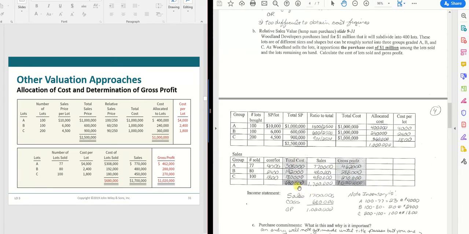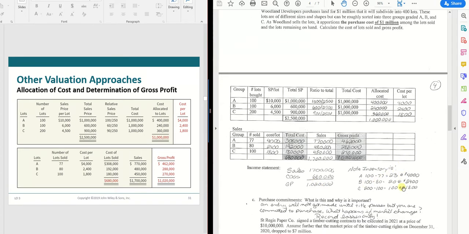So my income statement, I total them up. My sales are 1.7 million. 680,000 gives me a gross profit of 1.2. And so I'm just allocating it. If I note the inventory, I had 100 lots, I sold 77 of them, so I have 23 lots at a value of $4,000. So I can multiply out and get my inventory.